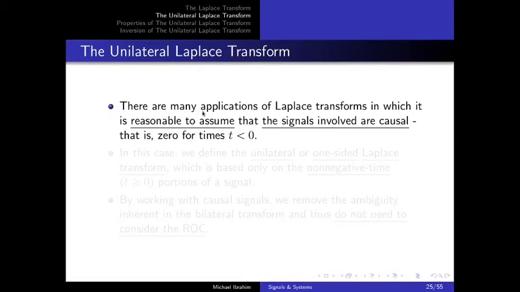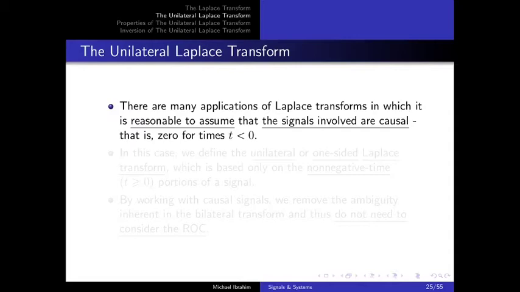As a matter of fact, there are many applications of the Laplace transform in which it's reasonable to assume that the signals we're dealing with, x of t or whatever signal we're computing Laplace transform for, can be assumed to be causal. And by causal, we mean that these signals have zero value for time less than 0. Again, let me remind you, causality is a description or a property of a system rather than a signal. But here, when we describe a signal as being causal, we simply mean that if this signal is an impulse response of a system, the system would be causal.